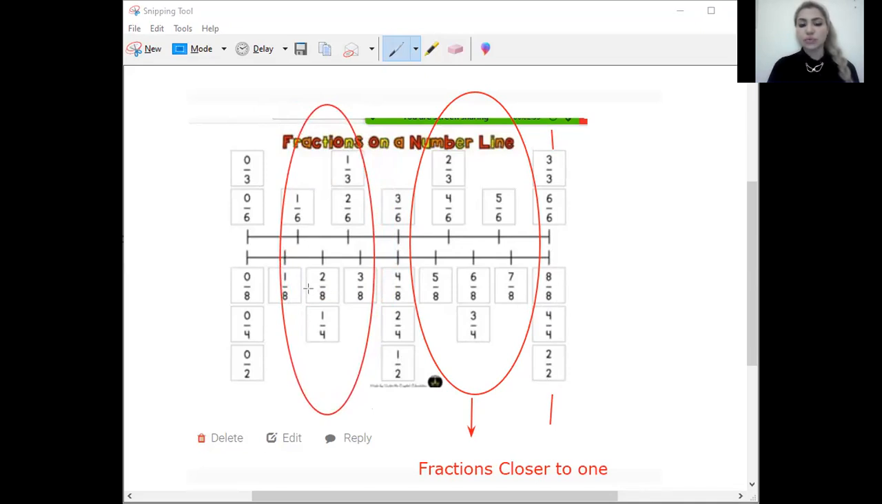1 out of 6, 1 out of 8, 2 out of 8, 1 out of 4. All that have a numerator of 1, 2 and 3 are closer to 0. And here, those that have a numerator of 4, 5, 6, 7 are closer to 1.